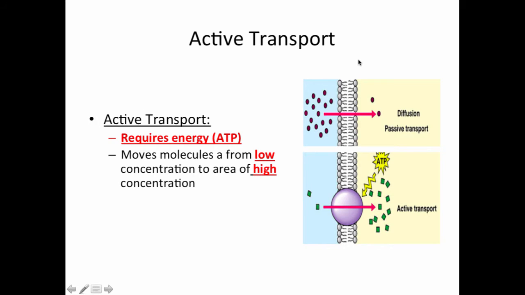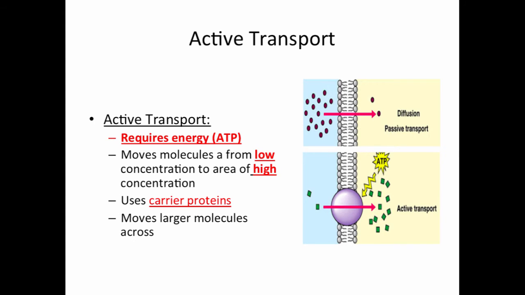So if you remember, in diffusion, up here I've got high concentration to low. Nature's going to naturally just move it across if it's a small enough molecule. But here, these are usually very large molecules. I have a low concentration on the outside, moving to a high concentration, and I have to exert my ATP or energy to get it in. So I'm going to be using carrier proteins, and these molecules are generally very large, and they're needed for some particular purpose in the cell.